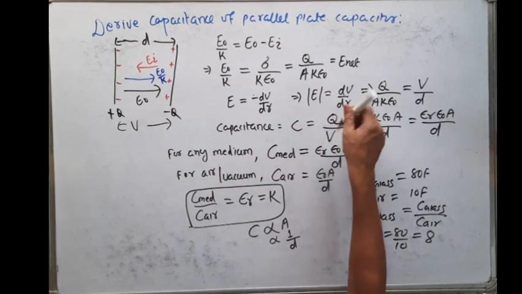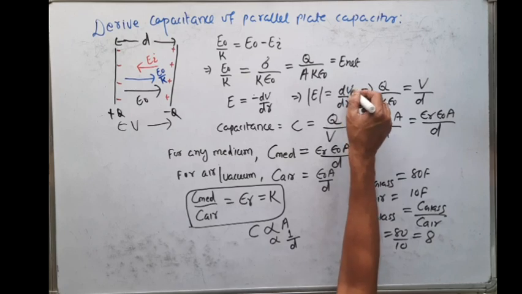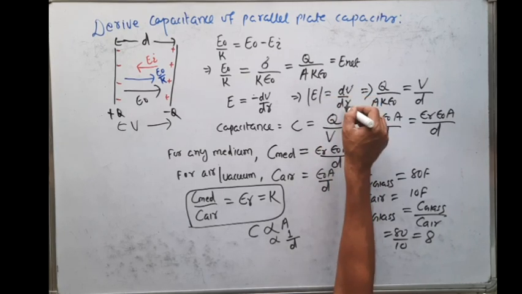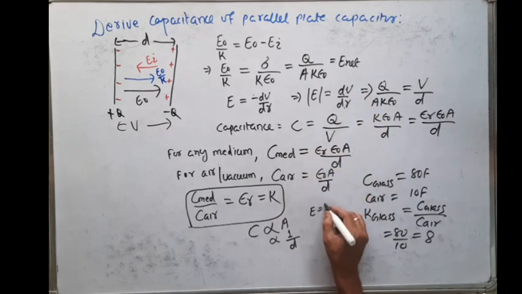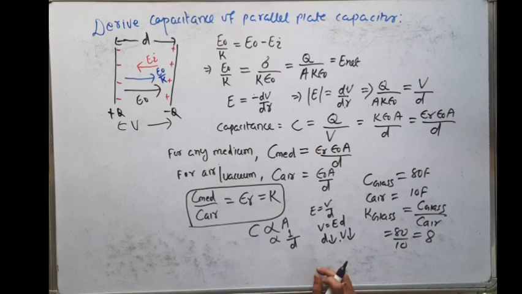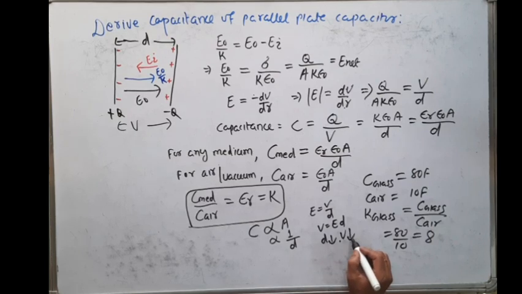Or in other way, if D decreases, the potential difference decreases. You see, E is equal to V by D, which implies V is equal to ED. So if D decreases, potential difference decreases, so that more amount of charge can be added without increasing the potential. If D decreases, potential decreases, then we can add extra charge.